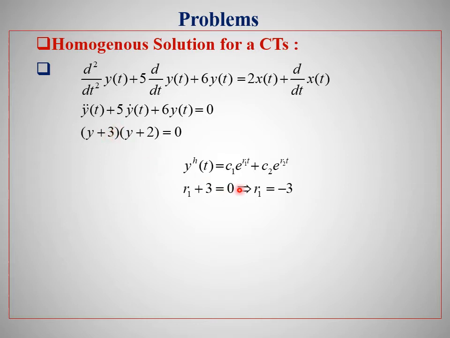r1 plus 3 is going to be equal to 0, which means r1 is going to be equal to minus 3, and in the second case we would have r2 plus 2 is equal to 0, which means r2 is equal to minus 2. Thus, the solution for this particular problem is yh of t equals C1 into e power minus 3t plus C2 into e power minus 2t.